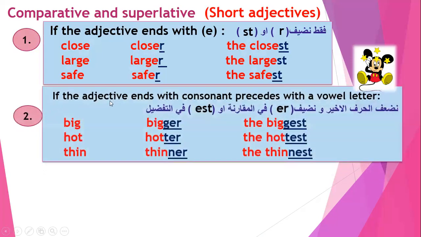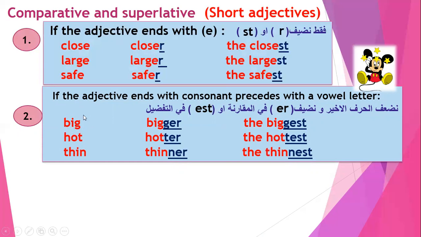Number 2, if the adjective ends with a consonant preceded with a vowel letter. إذا كانت الصفة منتهية بحرف صحيح preceded مسبوق with a vowel letter بحرف علة. What will happen? We will duplicate the last letter. راح نضعف الحرف الأخير and add ER in comparative or EST in superlative. For example, the adjective big.